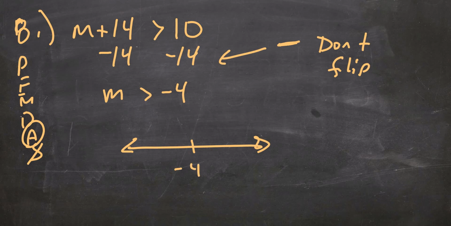Negative 4 is right here in the middle. I'm going to put 0 over here on the right because it's bigger than negative 4. I'm going to put an open circle because there is no bar. I'm going to shade to the right because the inequality is pointing to the right. And that means 0 should work. So when I plug in 0, I get 14 is greater than 10. That's true. That's it for number 8.